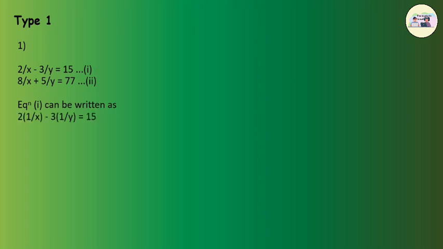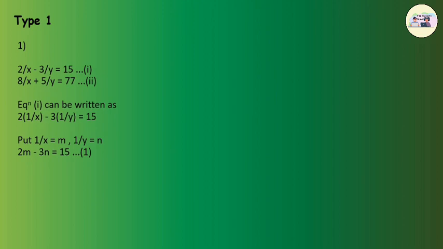Type 1. Question 1 is 2 upon x minus 3 upon y is equal to 15 and 8 upon x plus 5 upon y is equal to 77. Considering the first equation, 2 upon x minus 3 upon y is equal to 15. This can also be written as 2 into 1 upon x minus 3 into 1 upon y, which is equal to 15. Now replace 1 upon x as m and 1 upon y as n, and we get 2m minus 3n is equal to 15, which is equation number 1.